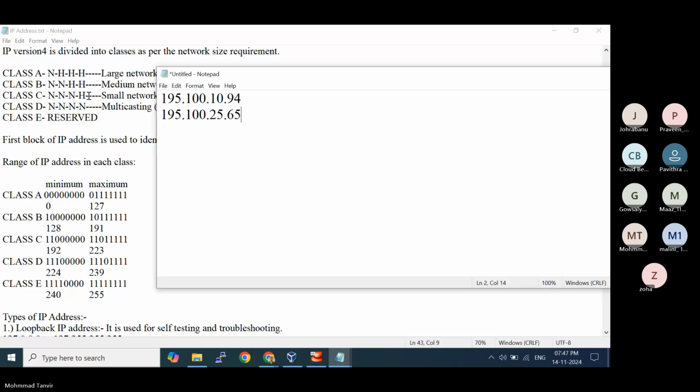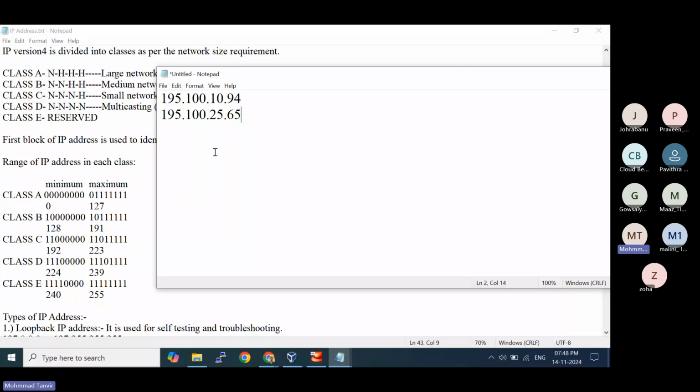See, it is not in the same network. First you see, it belongs to which class? Class C. How many network blocks are there in class C? 3. So now you tell me, same network or different network? Different network. Is it clear?